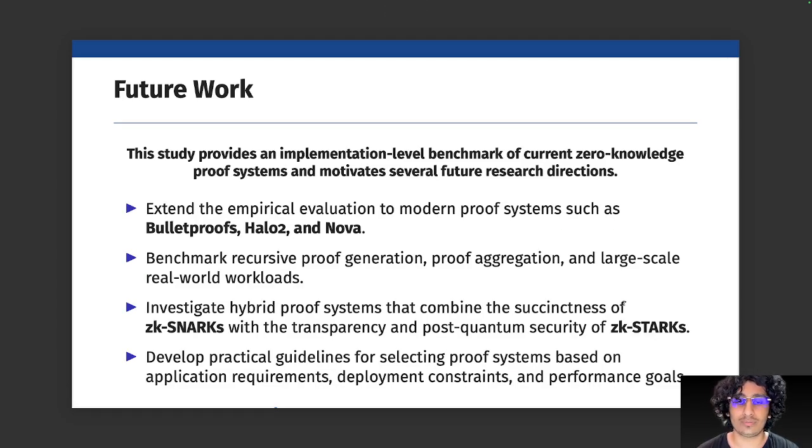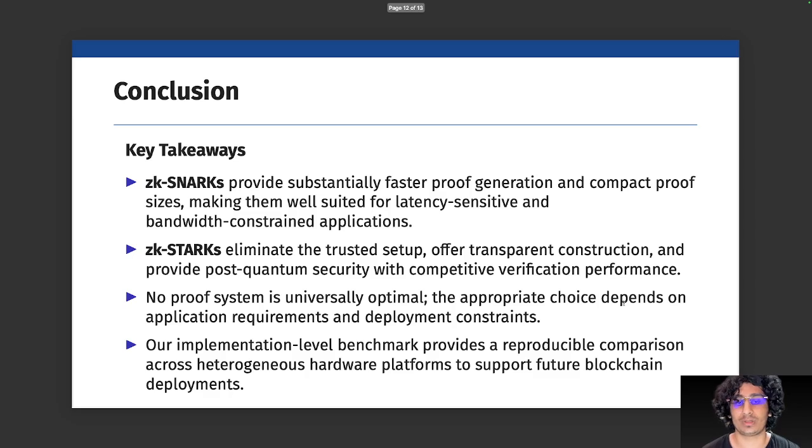Future work. Going forward, we plan to extend the study to newer proof systems such as Halo 2, Bulletproofs, and Nova. We also plan to benchmark recursive proofs, proof aggregation, and explore hybrid designs that combine the strengths of both SNARKs and STARKs. To conclude, our work provides an implementation-level comparison of two of the most widely used zero knowledge proof systems. The key takeaway is simple: there is no universally best proof system. The right choice depends on the application's security, scalability, and performance requirements.